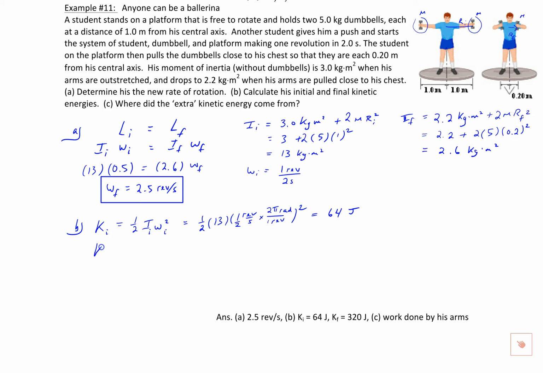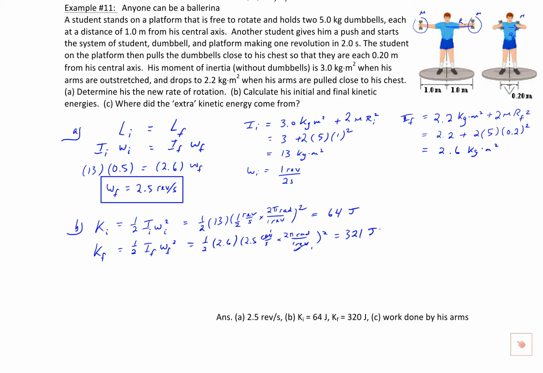Okay, let's now find the final kinetic energy of the system, 1/2 I final times omega final squared. So that's 1/2 times his final rotational inertia, which is 2.6. His rotational speed is 2.5 revolutions per second, which we have to convert to radians per second. So that's 2 pi radians per 1 revolution. The revolutions cancel out, and we get radians per second, and that's all being squared. And this gets us an answer of 320.76. So it's actually 321 if we're going to go 3 sig figs. So 321 joules. So wow, the rotational kinetic energy increased.